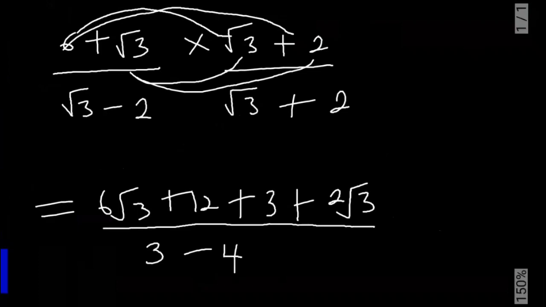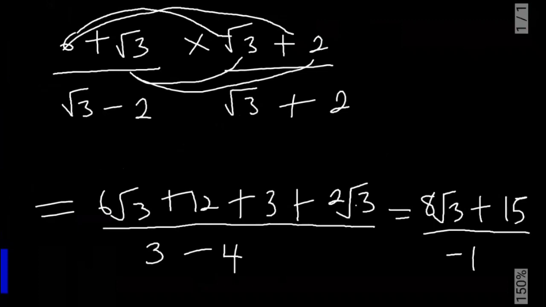So this should give us 6 root 3 plus 2 root 3, we have 8 root 3. 12 plus 3, we have 15. 3 minus 4, we have minus 1. So if we divide this by minus 1, we would have minus 8 root 3 minus 15.